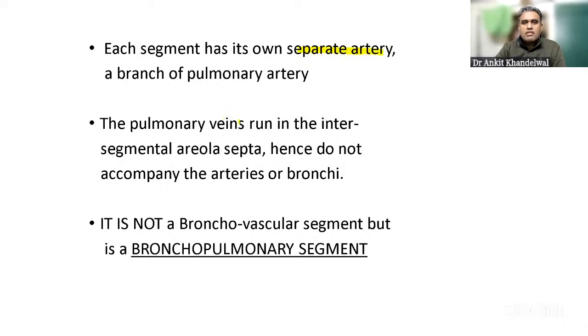Okay. The pulmonary veins, this is very, very important. Let me make two stars over here. The pulmonary veins run in the intersegmental septa. So the septa which we just saw, on those septa the pulmonary veins run, not the artery. It is not a bronchovascular segment, but it is a bronchopulmonary segment.